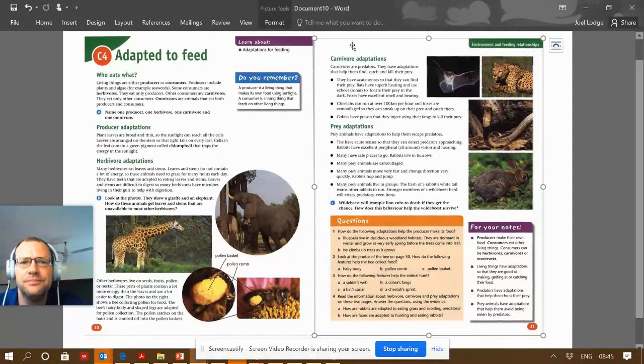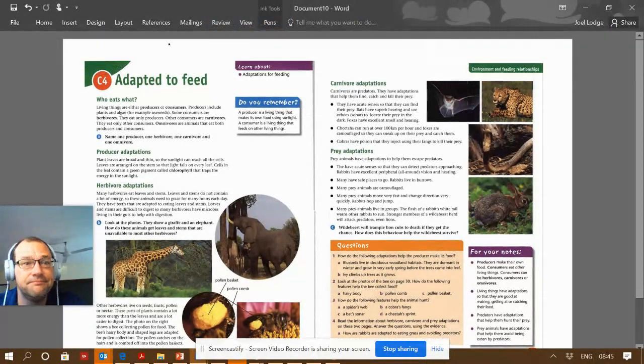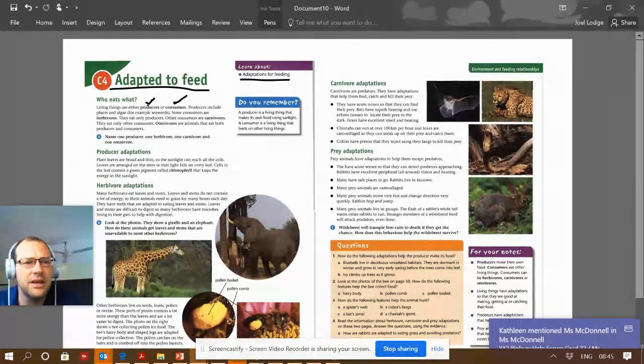Okay, so just start my pen. Title, again, adapted to feed, C4. We're learning about adaptations, feeding, and there is quite a lot of key words in this topic too. So we can see actually a lot of them in bold. Textbook's really good, it helps you out like that, doesn't it?